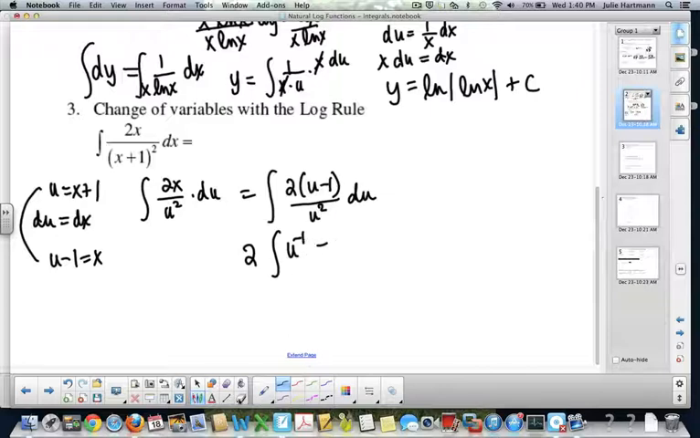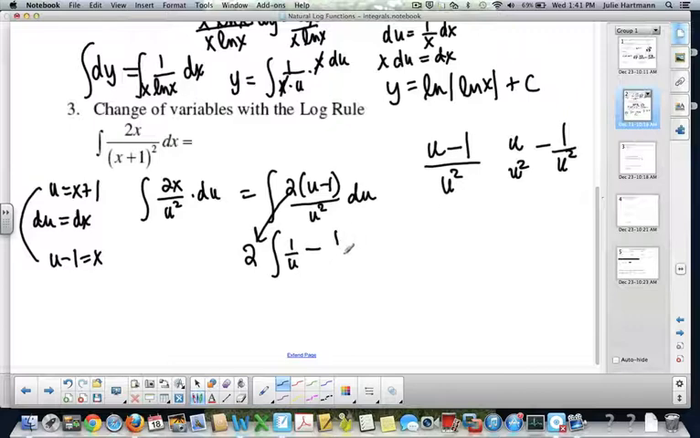Actually, no, hang on. I am going to leave it as 1 over u. So u over u squared is 1 over u, and then minus, I can write that all together. Okay, sorry, here we go. So what I'm doing here is I move that 2 out in front. Then I have u minus 1 over u squared, which could be u over u squared minus 1 over u squared. Okay, u over u squared is 1 over u minus 1 over u squared du.